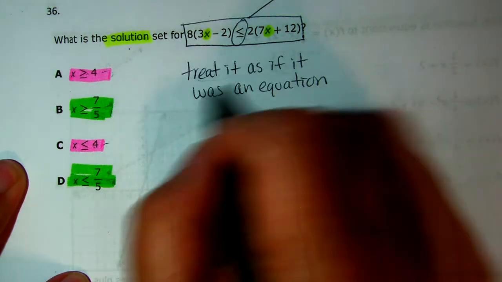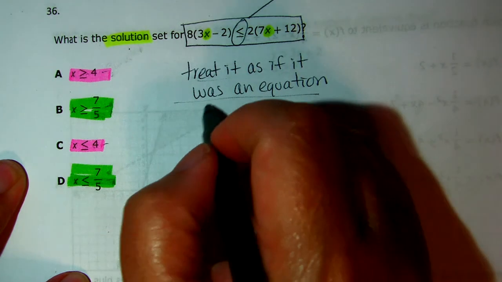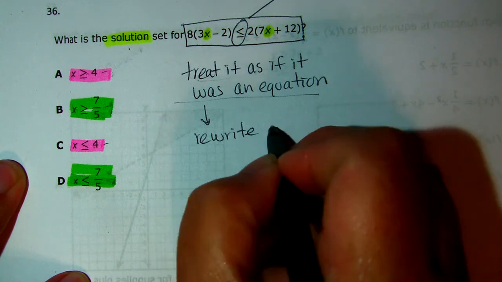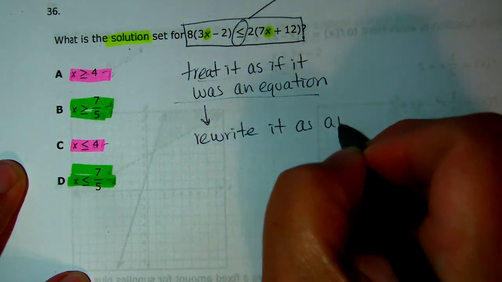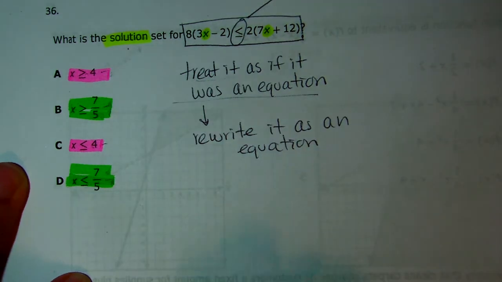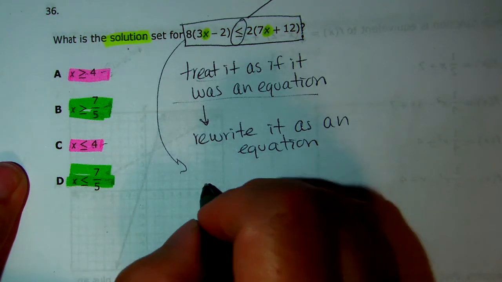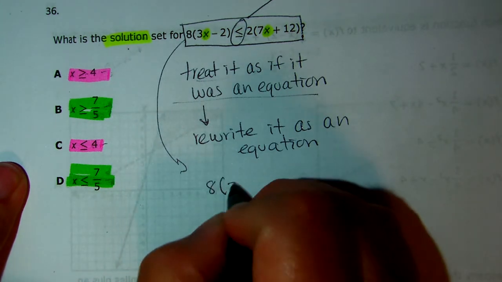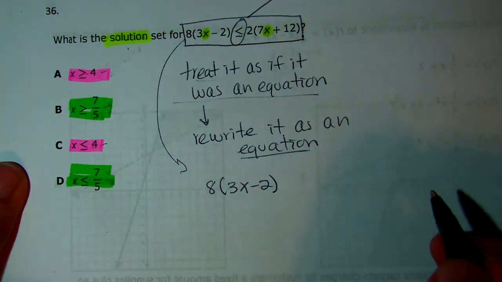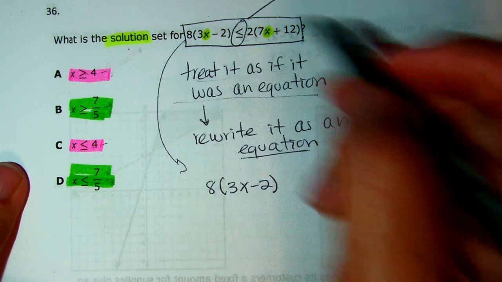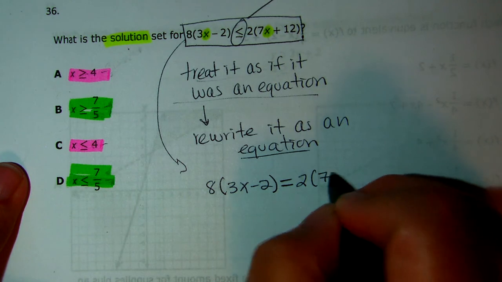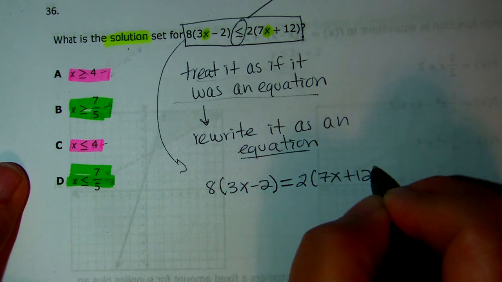So, treat it as if it was an equation. What does that mean? We're going to rewrite it as an equation. So this one, rewrite it as if it was an equation. We have 8 parentheses 3x minus 2. So if it was an equation, what do we do? We get rid of the inequality and we put an equal sign. Okay, and then we put 2 parentheses 7x plus 12.